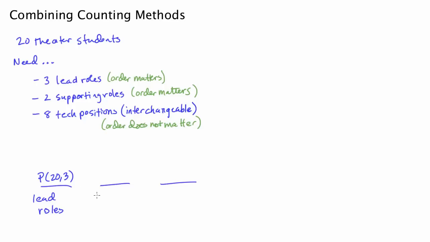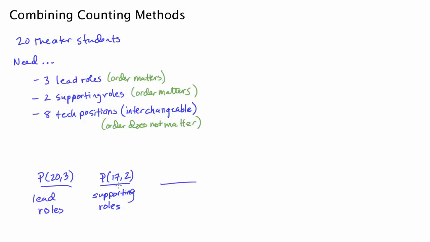The second step here, I'm looking at my supporting cast, or my supporting roles, and there's going to be 2 of them. Now, because that's the case, I still need to know what order they're going to come in, which means that I'm going to order them, so this is a permutation. The question is, how many people do I have to pick from? It's no longer the case that I have 20 theater students available, because I've already assigned 3 of them roles. So that leaves only 17 students to choose from, and out of that 17, I need to order them 2 at a time.